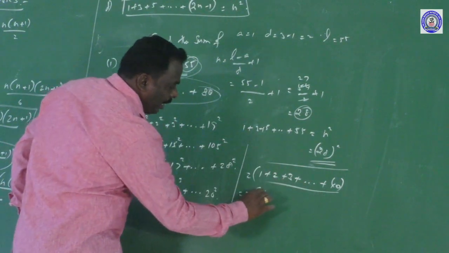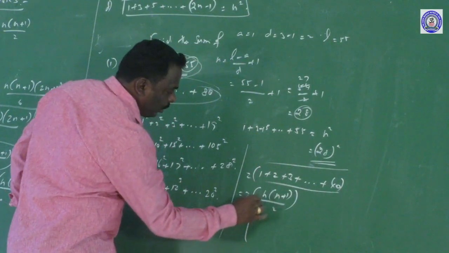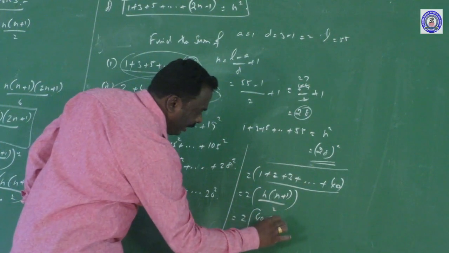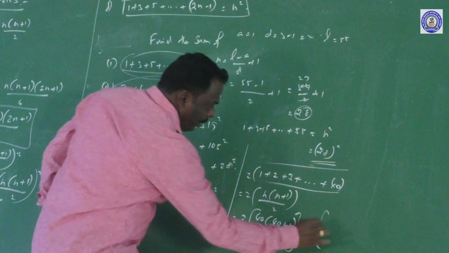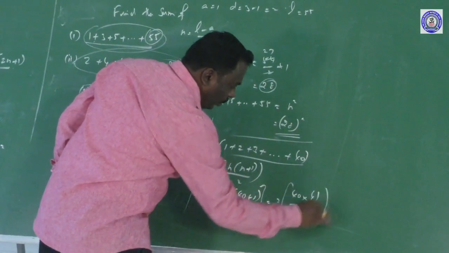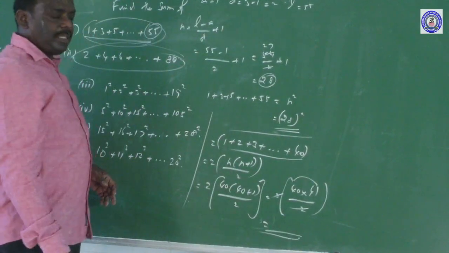Therefore, we apply the formula n into n plus 1 by 2, is equal to 2 into n equal to 40. Therefore, 40 into 40 plus 1 by 2. That is equal to 2 within the bracket 40 into 40 plus 1, 41, by 2. Just the 2s are cancelled. Multiply the terms and find out the final answer.